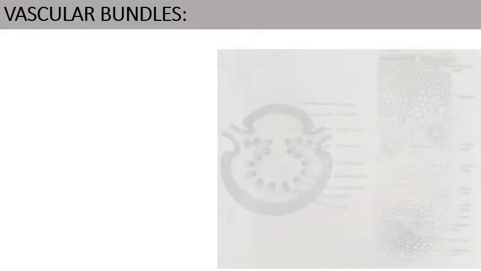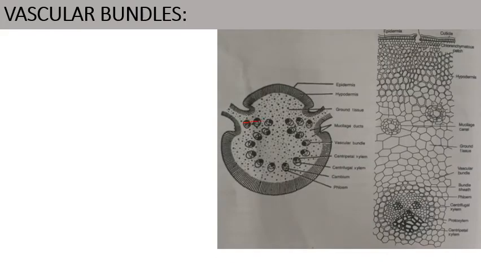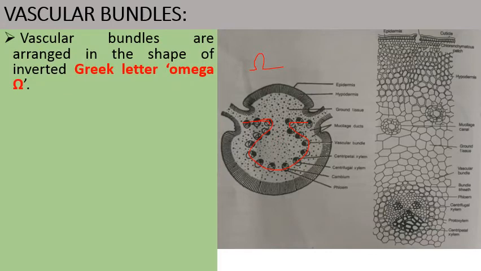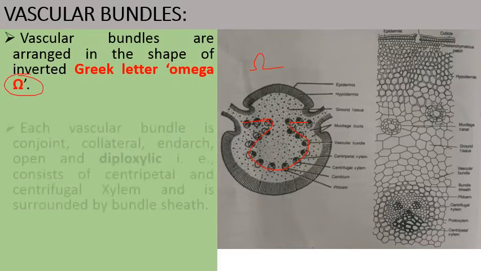So vascular bundles in the case of Rachis show a unique arrangement, that is the inverted omega shape arrangement of vascular bundles. A Greek letter omega is like this one. So this arrangement of vascular bundles is the inverted omega shape in the case of Rachis of Cycas. The vascular bundles are arranged in the shape of an inverted Greek letter omega.